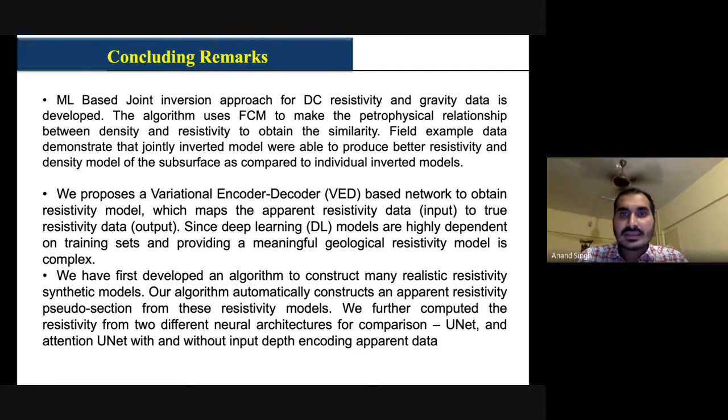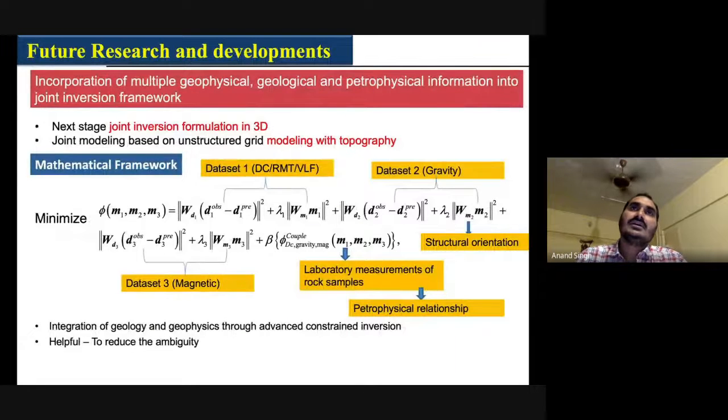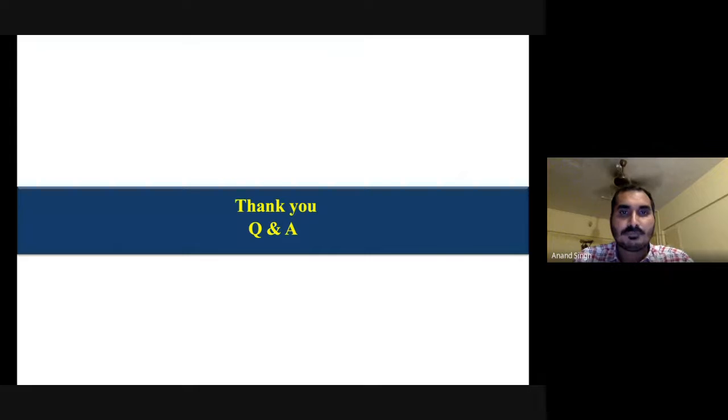So this way, I would say that machine learning and deep learning is helping us to improve the subsurface quality image. So with that, I'm going to conclude this session. If you have any questions, please let me know.